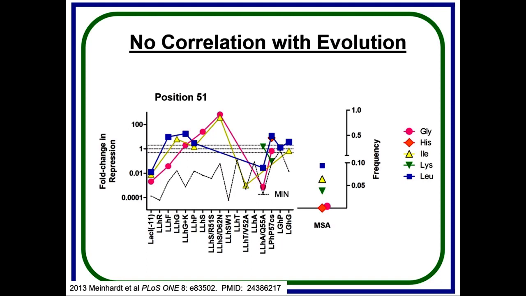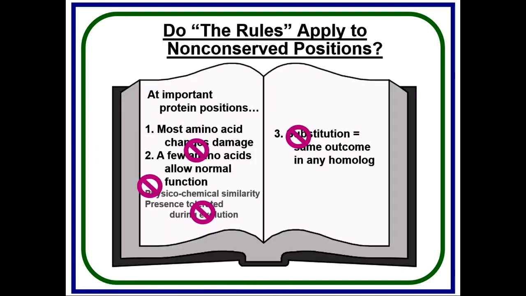Glycine is actually not very represented in the data set. Histidine's not represented at all, but here's a histidine that's enhancing, and there's several glycines that are enhancing. On the flip side, leucine is highly represented in this data set, but there are leucines that are detrimental. So if we go back to our question, do the rules apply to non-conserved positions? The answer for all of these rules was no, they don't.